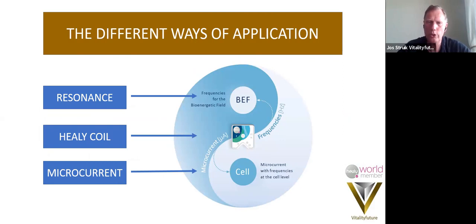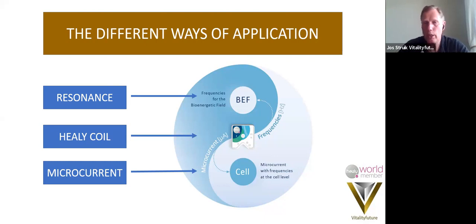We send the current using an exact frequency exactly to the cells where we need it. And the energy is being applied to the cells to improve the energy production of the cell itself. When we improve the energy production of the cell, it means that the energy in our body, the information in our body, improves, because the cells share the energy they produce. And now with the Healy coil, we connect with that energy field, with the existing energy, with the cells.